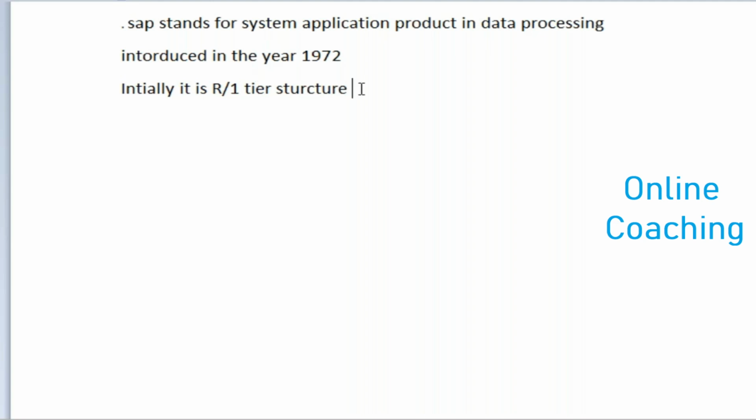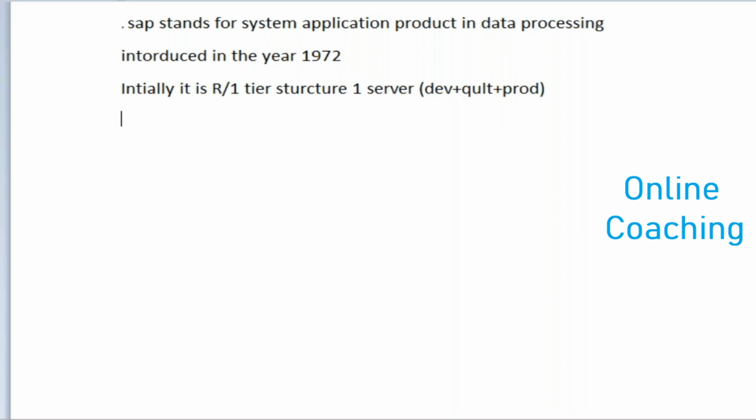After that, this structure contained one server. You know what a server is, right? It includes development plus quality plus production, all in one server.